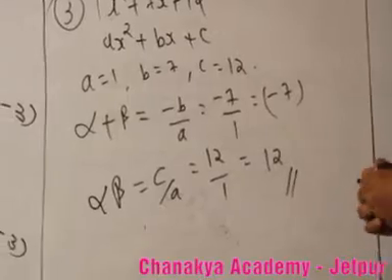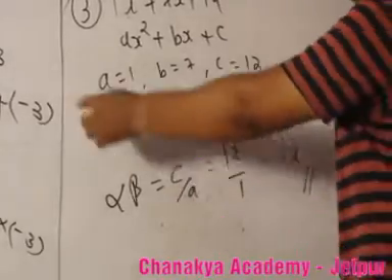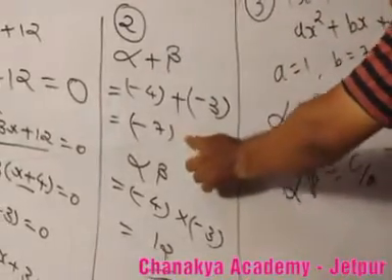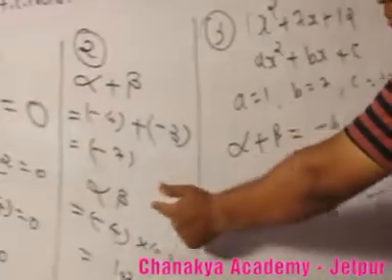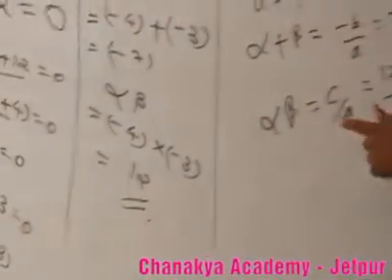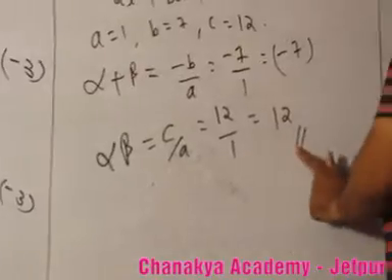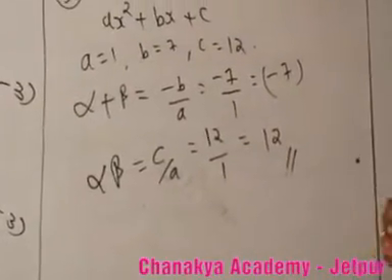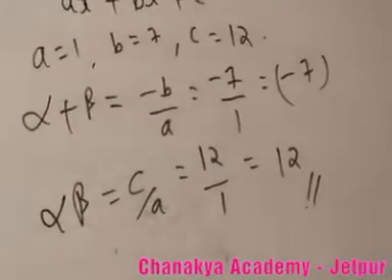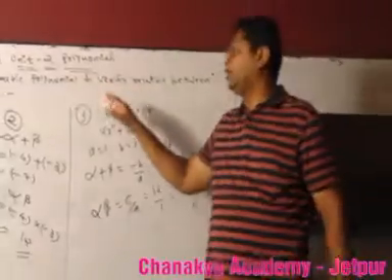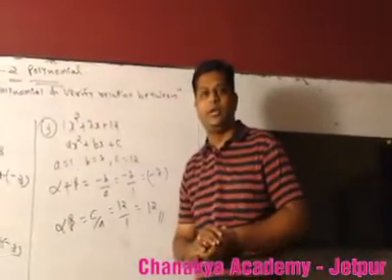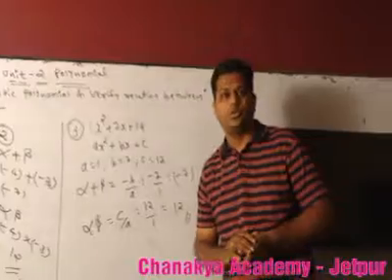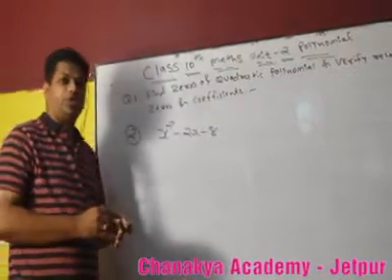Now ultimately we have to check that alpha plus beta manually is minus 7, and with the formula also minus 7. Again, alpha beta product equal to 12, and with the formula also 12. Hence we have concluded that we have verified the relationship between the zeros and coefficient. Here our sum, question number 1, gets completed. Now we are moving to the next question.